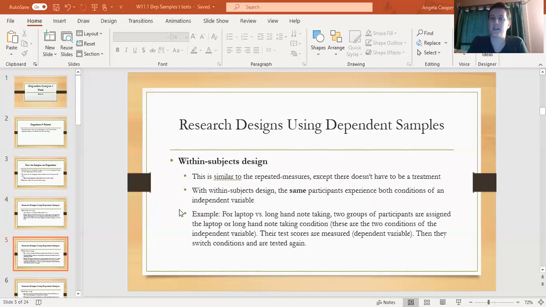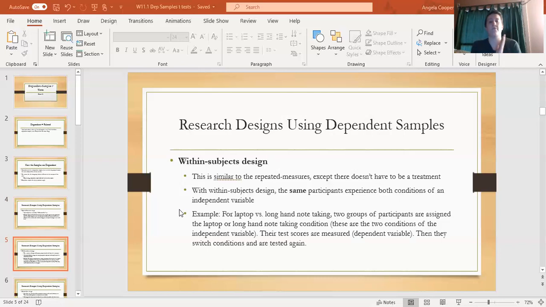So another research design that uses dependent samples t-tests is the within subjects design. This is similar to the repeated measures, except there doesn't have to be a treatment. In the example we went over, remember that the treatment between the pre and post test was taking the class. That doesn't necessarily have to be present for just a within subjects design. Now, within subjects design refers to many things that use dependent samples t-tests. It's essentially saying that the same participants are experiencing both conditions of an independent variable.